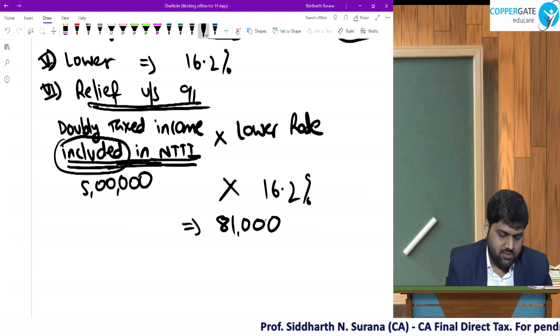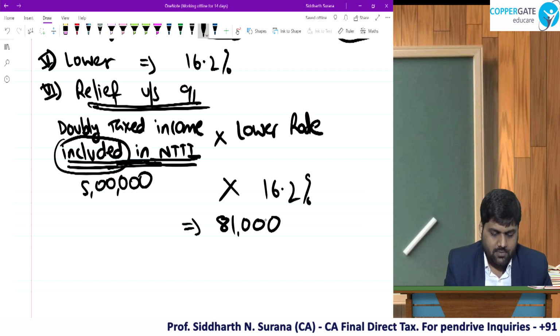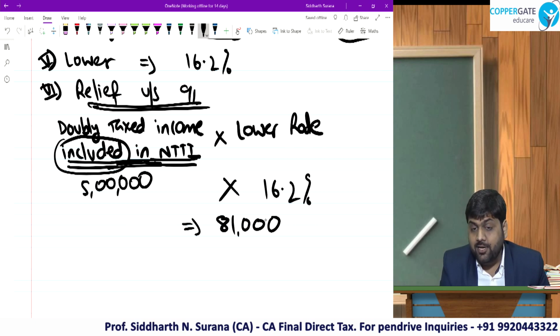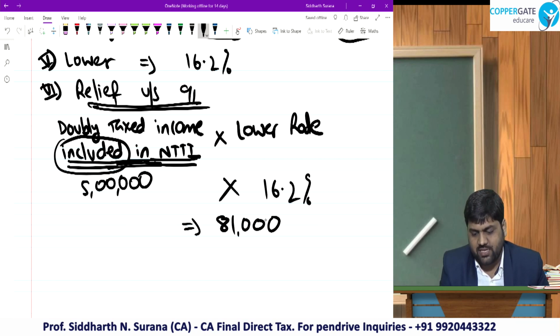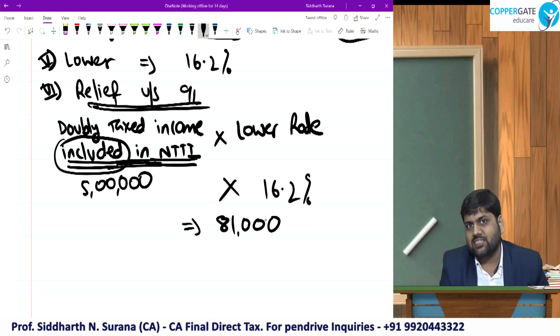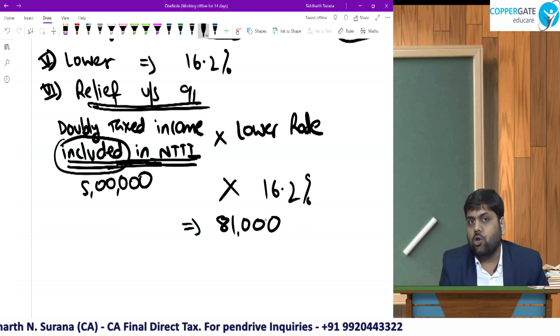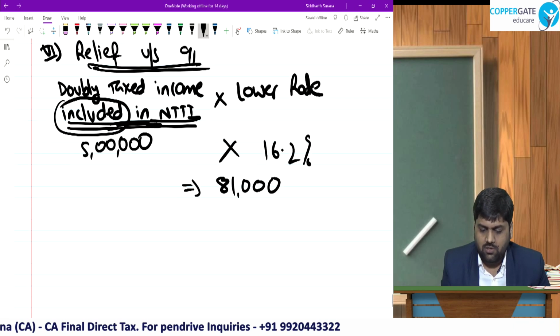5 lakh into 16.2%, 81,000 rupees is going to be your relief. Doubly taxed income included in NTTI, that means that amount which has been subjected to tax in both countries, only on that much amount we will be getting relief. And the logic is simple: tax over here or tax over there, whichever is lower.